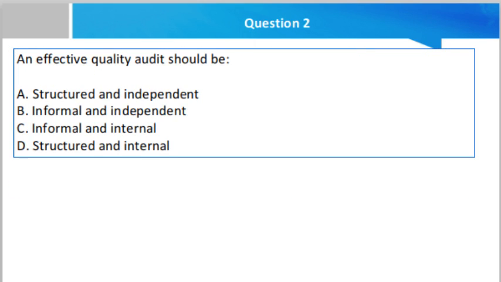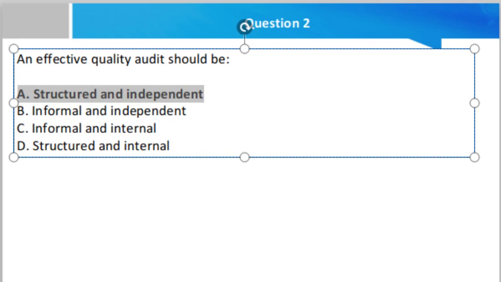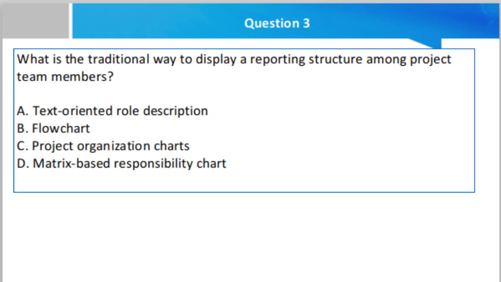Question number 2. An effective quality audit should be: structured and independent, informal and independent, informal and internal, or structured and internal. So, what do you think the right answer is, friend? The right answer is option number A. Basically, friend, to provide the best results, a quality audit should be a structured process performed by an independent entity. Remember, friend, you must understand not only the answer, but the explanation as well, because it will be helpful for you in the actual PMP exam.